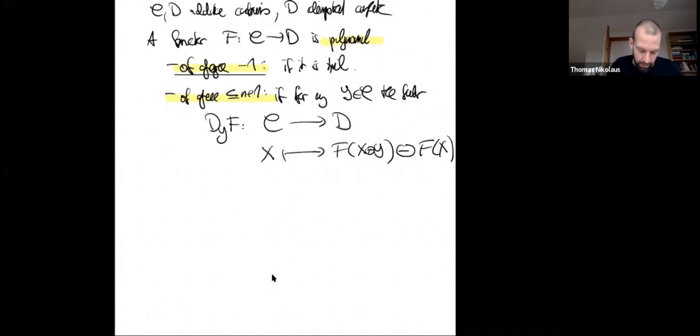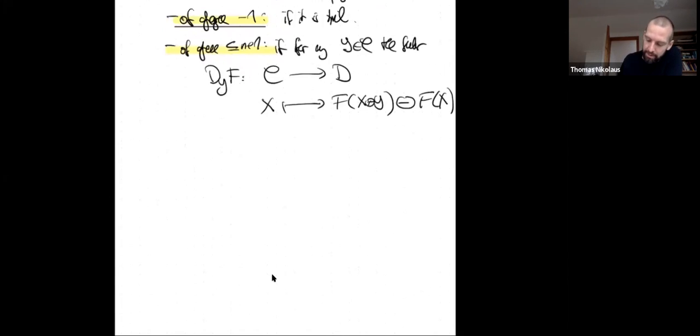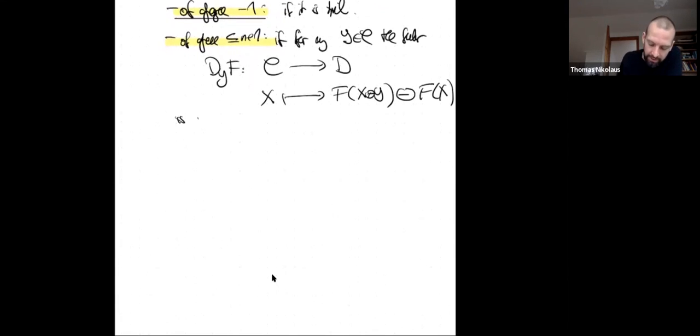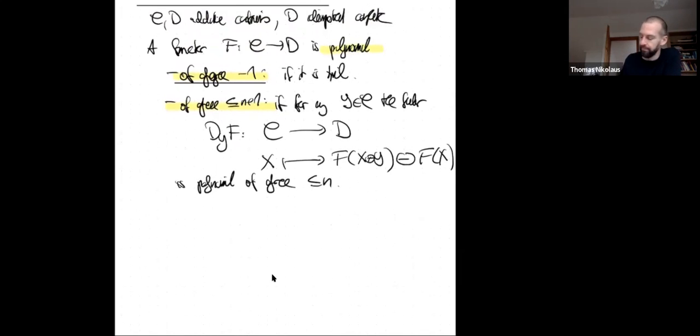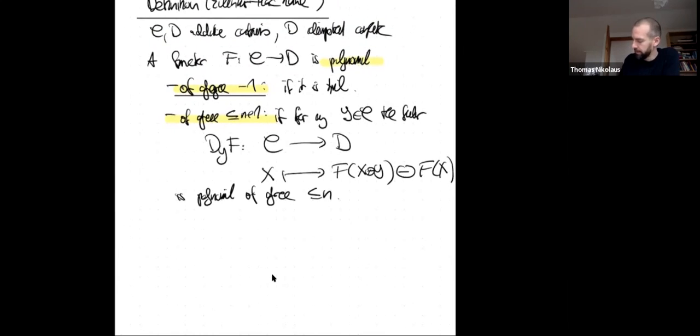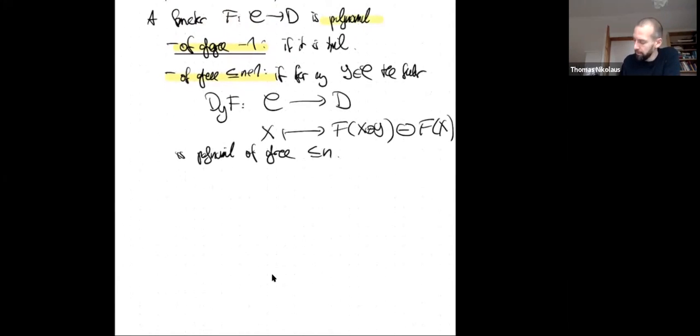The notation I learned from my student Felix, this minus. Anyway, that's a direct minus operation. So that's what I mean here. And so the claim is that this functor is polynomial of degree less or equal n. Okay, so that is what I have here. That's a definition of polynomial functors.